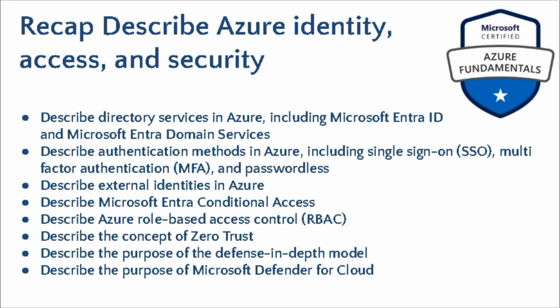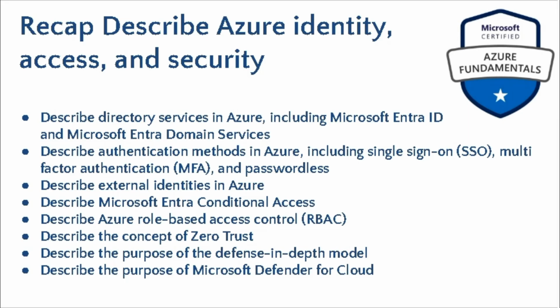So if you guys been watching this course, you know that at the end of the day, we do a quick recap of what we learned during the day. And today we learned how to describe Azure identity, access, and security. We learned to describe directory services in Azure. Remember, this includes your VMs, all the stuff that happened during the directory. This includes Microsoft Entra ID. This is where you manage your identities for your users. And then Microsoft Entra ID domain services. This is where you have your VMs, all that stuff.